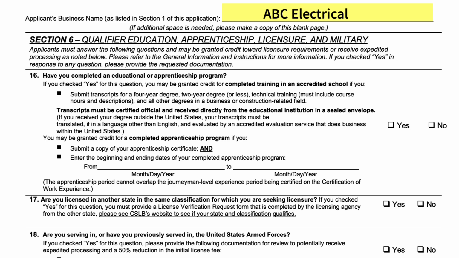Failure to do so will result in a rejection of the application. Section 6 of the application covers the qualifying individual's education, apprenticeship, licensure, and military experience. This section may allow you to receive credit toward the experience requirement or qualify for expedited processing, depending on your background. Question 16 asks if you have completed an educational or apprenticeship program.